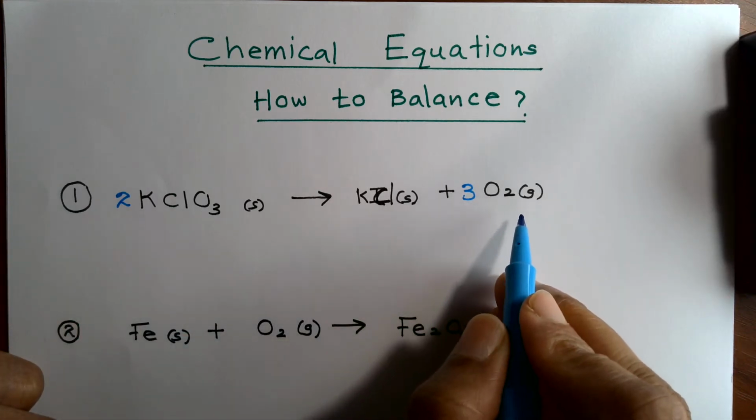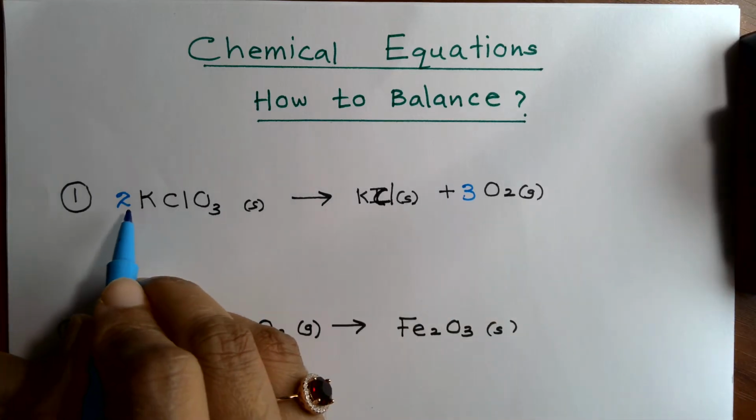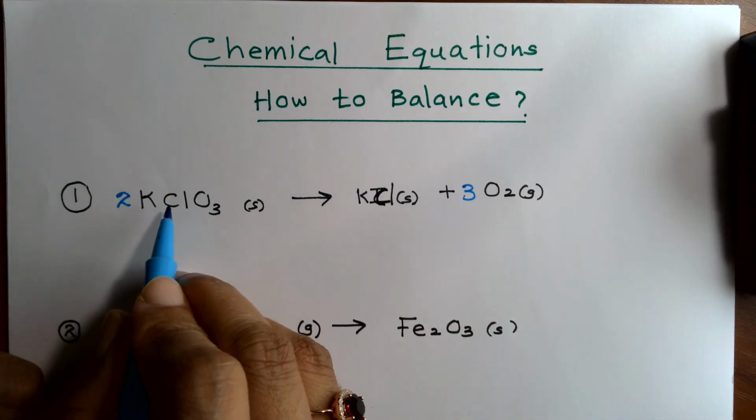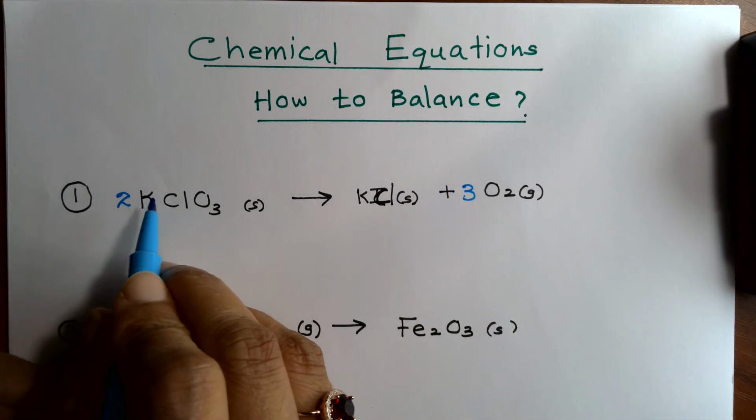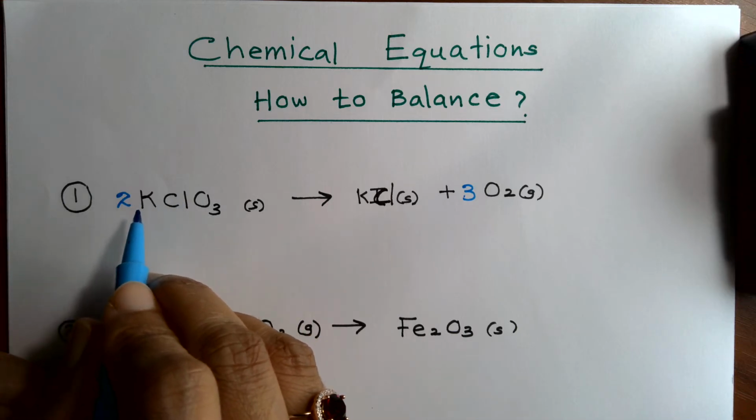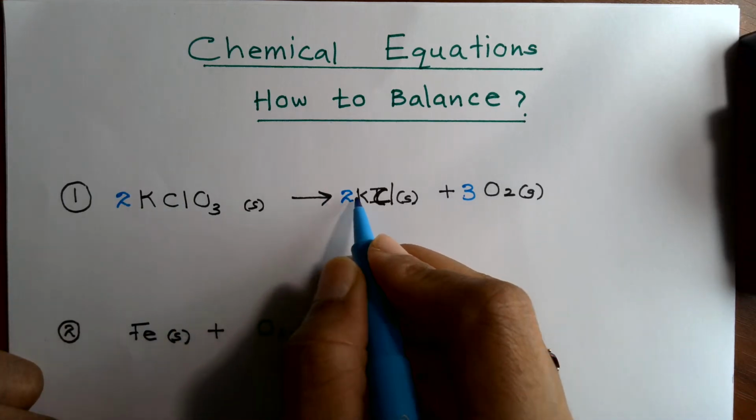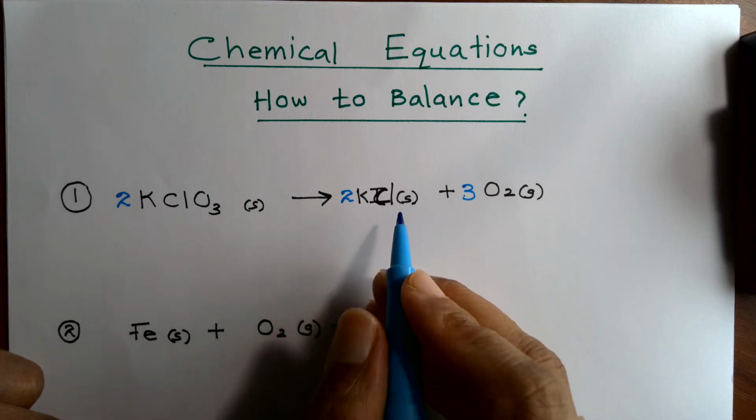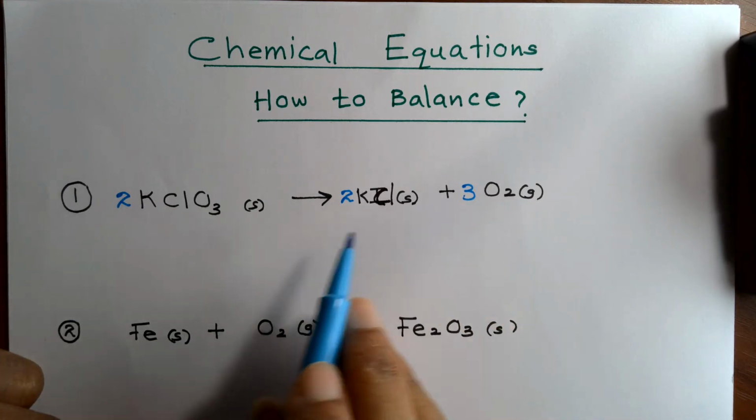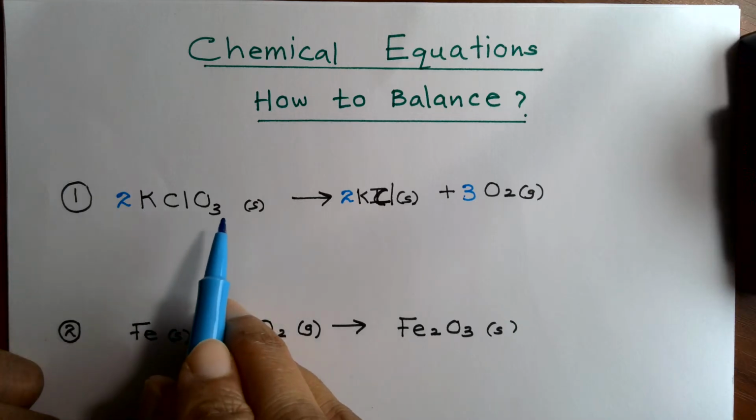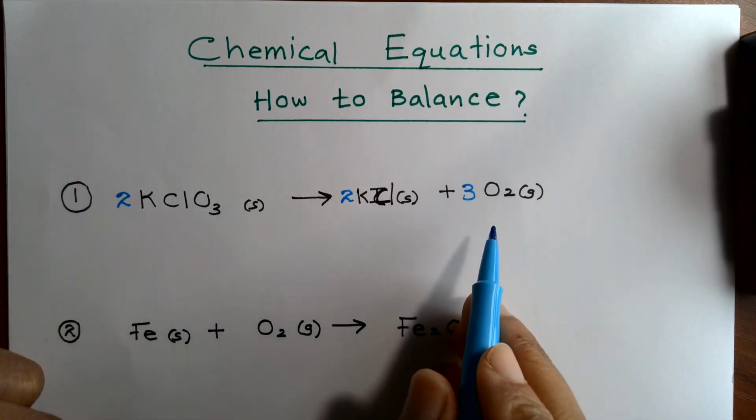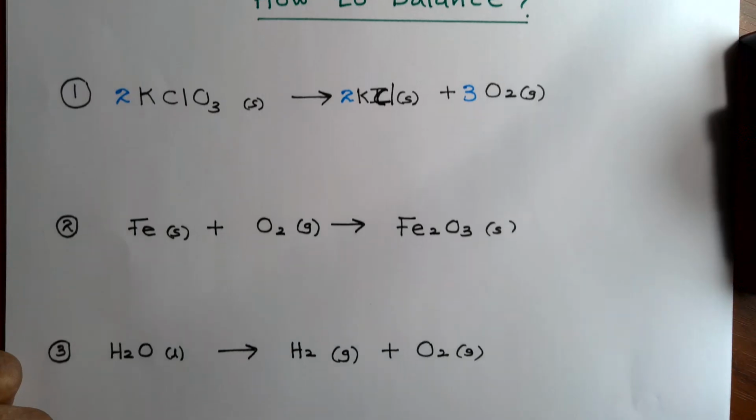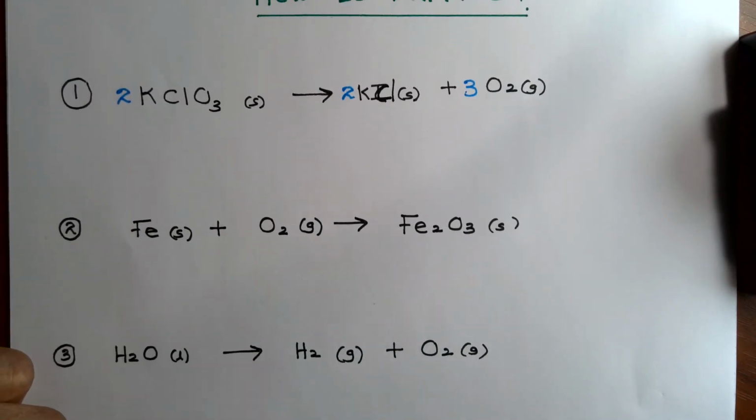Now oxygen atoms balance. Now potassium become 2, chlorines 2. Potassium and chlorine now 2 atoms in each in the reactant side. So we need to add coefficient 2 to balance the potassium and chlorine in the product side. Now reaction is balanced. All potassium, chlorine and oxygen atoms are balanced with the product side. Let's move to second reaction.